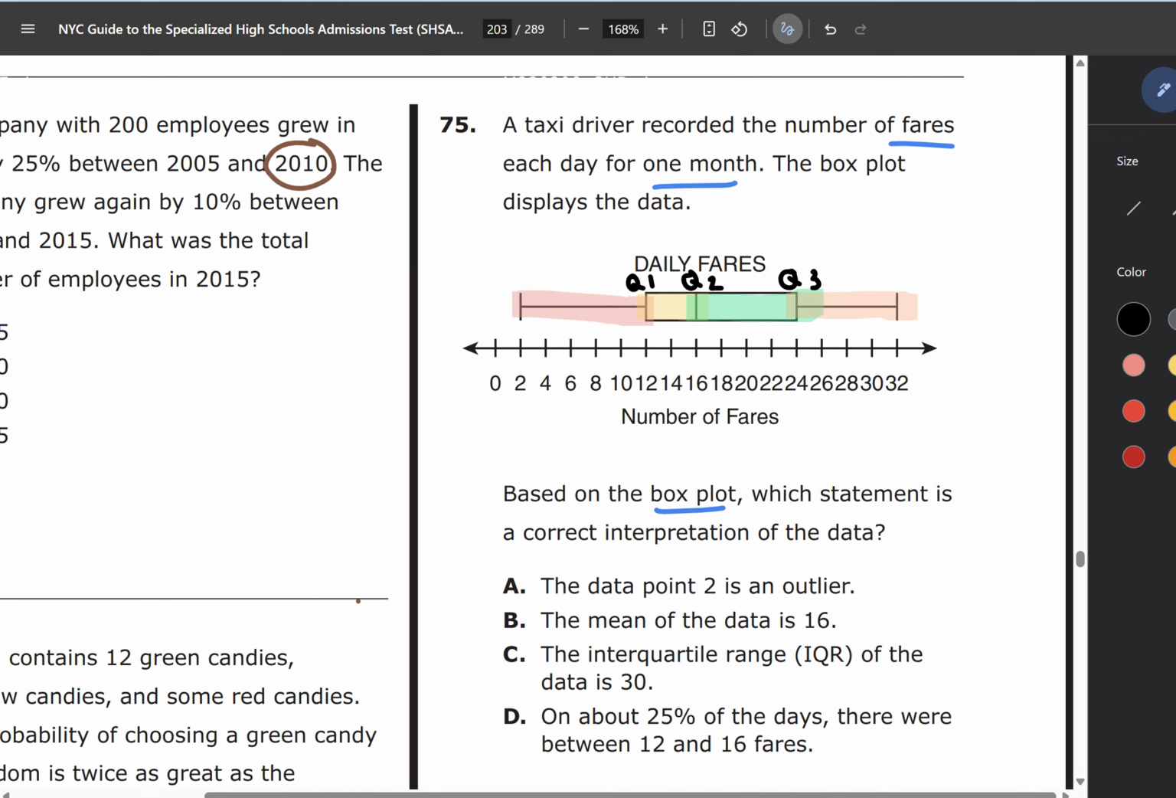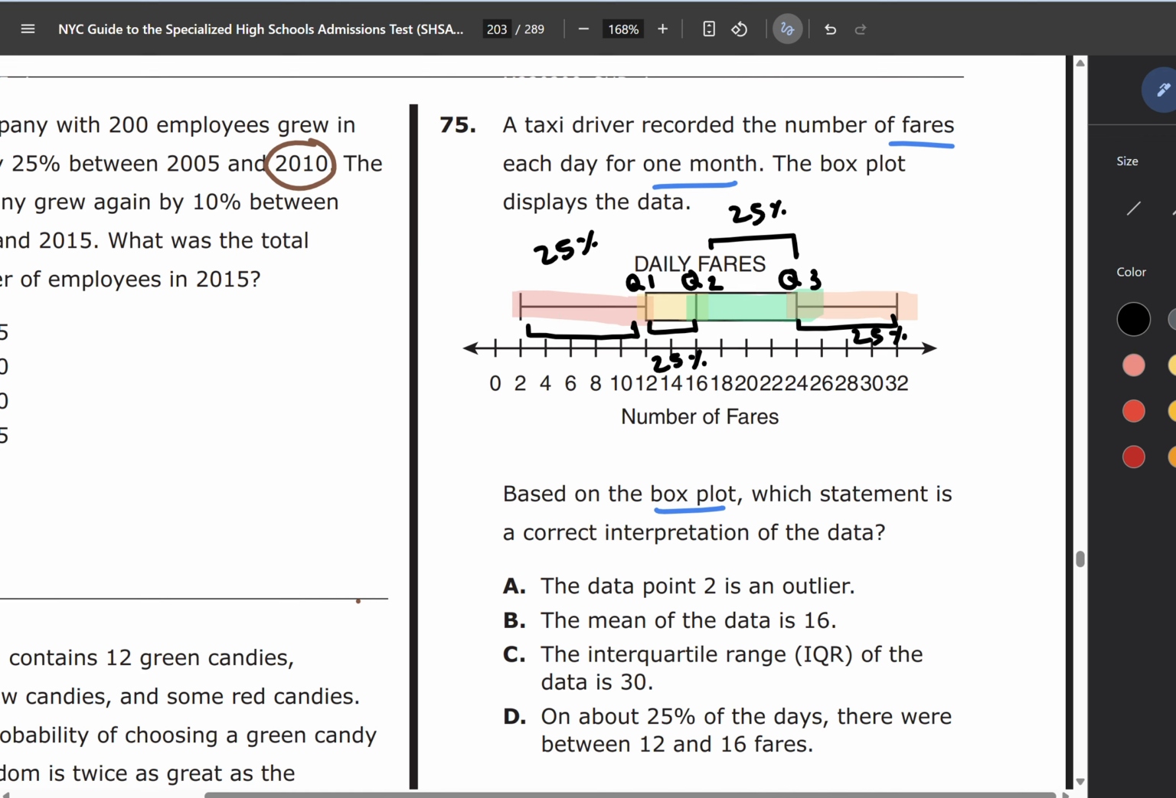That might be hard to understand at first, but what this is basically saying is that everything up to Q1 is the first quarter of data. So this is 25% of the data. Between Q1 and Q2, that's another quarter, another 25% of the data. Between Q2 and Q3, we have another 25%. And from Q3 to the end, that's another 25% of the data.